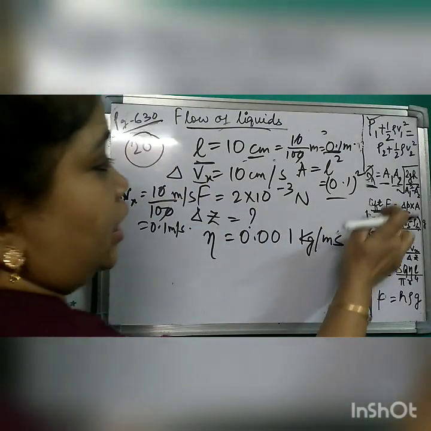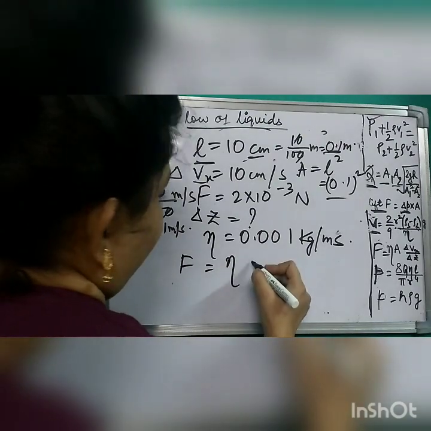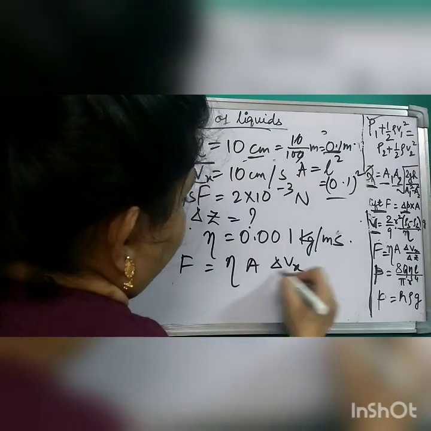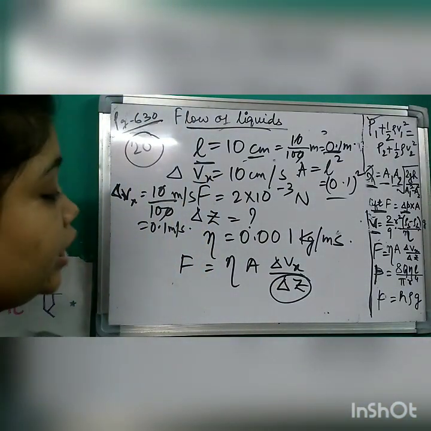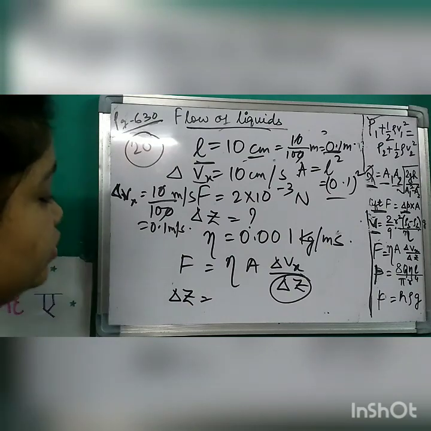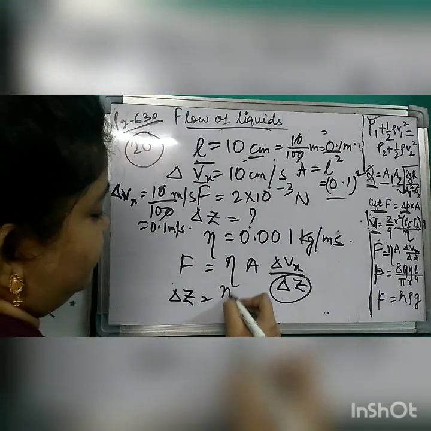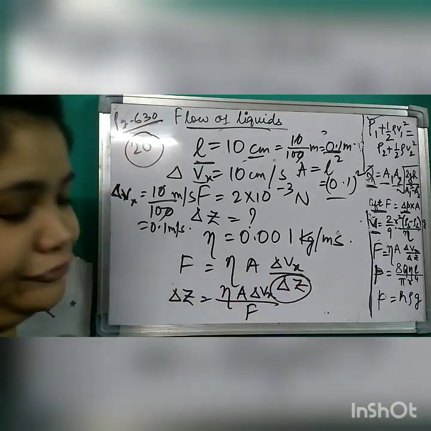Let us now use this formula: F is equal to eta A delta Vx by delta Z. What we have to find out is delta Z. So what does our formula become? Delta Z is nothing but the perpendicular distance. So delta Z becomes eta A delta Vx by F.